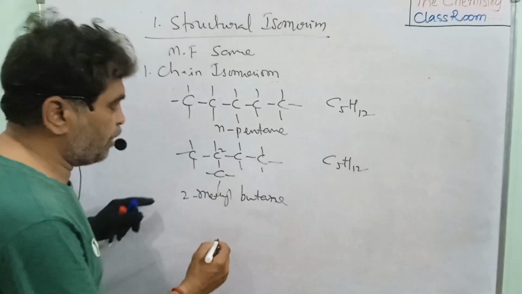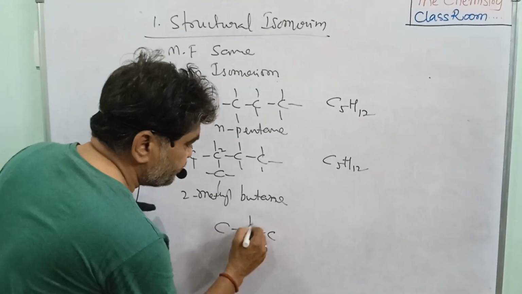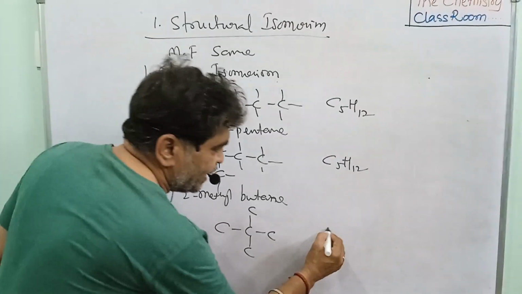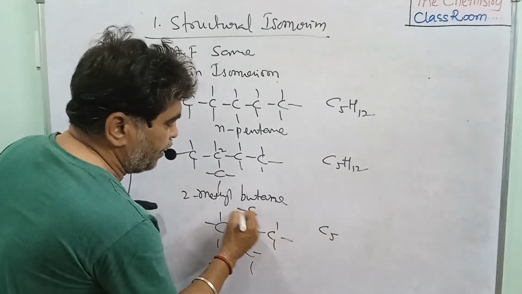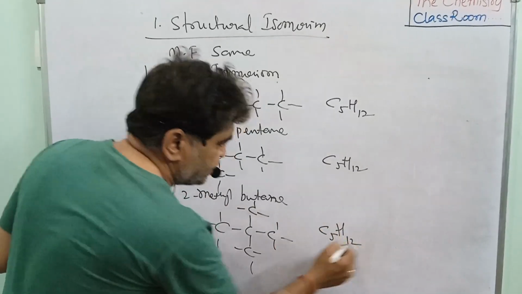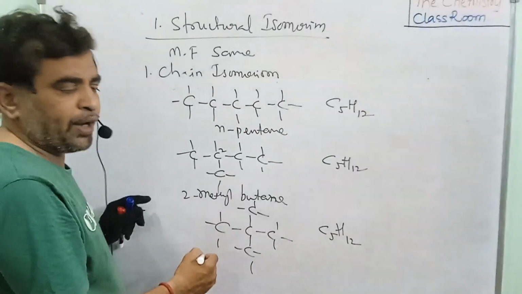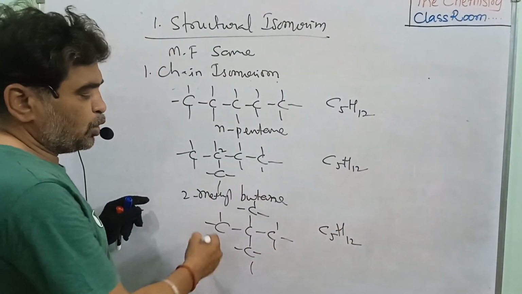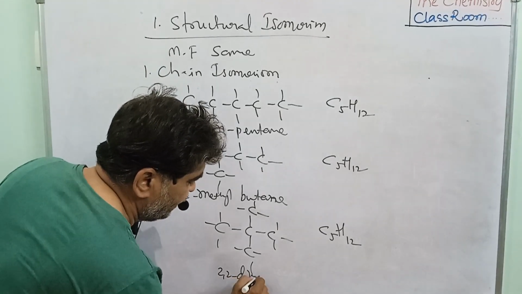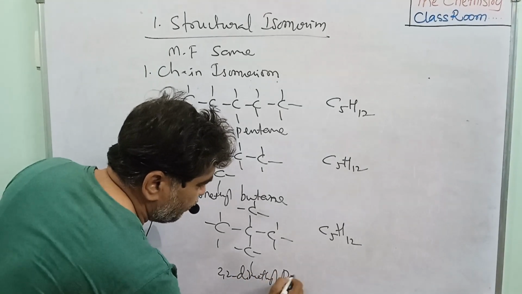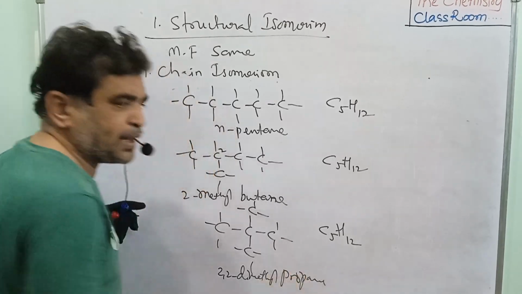So for example, one more compound you see. Here also you are getting 5 carbons only. How many hydrogens? The same, 12 hydrogens. The carbons are 5 and hydrogens are 12. So what is this compound? It is 2,2-dimethyl propane.